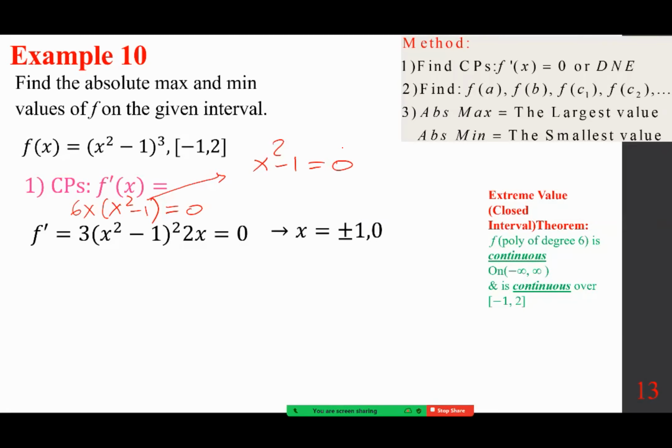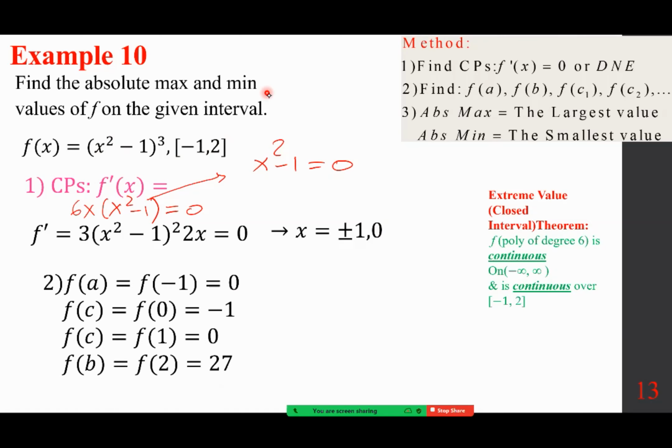There are 3 answers. Let's check it out. Is -1 in between? Well, it's one of the endpoints. We have to use it anyways. Is +1 in between? Yes. Is 0 in between? Yes. So let's evaluate the expression at -1, +1, 0, 2, all of the above. And this is our elementary algebra.